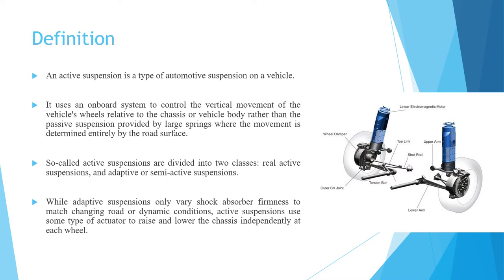So-called active suspensions are divided into basically two classes: real active suspension or fully active suspension, and adaptive or semi-active suspension. While adaptive suspension only varies shock absorber firmness to match changing road or dynamic conditions, the active suspension uses some type of actuator to raise and lower the chassis independently at each wheel.